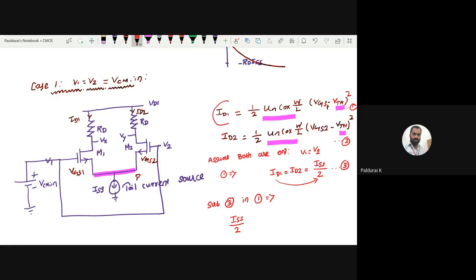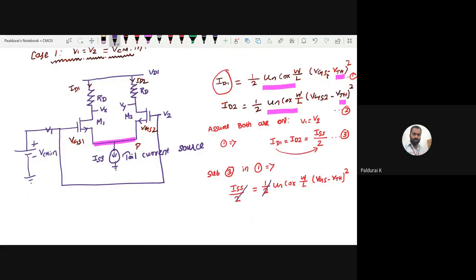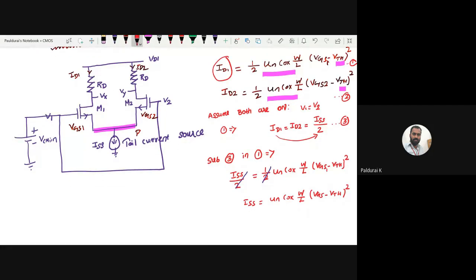ID1 equal to ISS by 2, which equals half mu n Cox W over L times VGS minus VTH the whole square, right? So this half gets cancelled. So remaining we have ISS equal to mu n Cox W over L times VGS minus VTH the whole square. My aim is I want to calculate VGS1, right? So how to calculate? It becomes ISS over mu n Cox W over L, which equals VGS minus VTH the whole square.